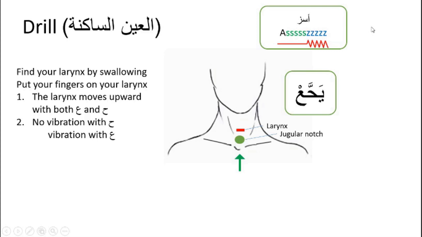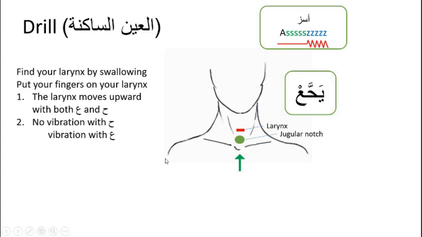So if you put your fingers on your larynx and you say S, S, you can feel that there is no vibration with Sin, but there is vibration with Zay. So same goes for Ha and Ayn. For both Ha and Ayn, the larynx moves upwards. So if you put your fingers on your larynx, you will feel when you say Yah or Ya that the larynx moves upward. And so we start with the letter Ha because it helps you locate the Makharij of the letter Ayn, which is the middle part of your throat.